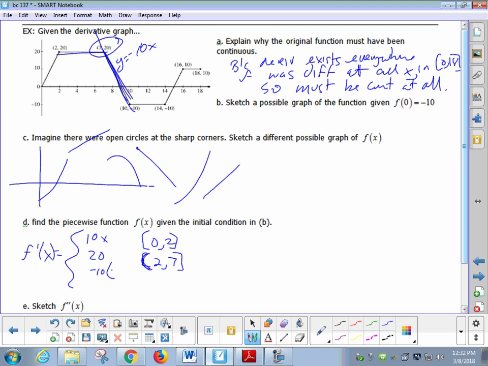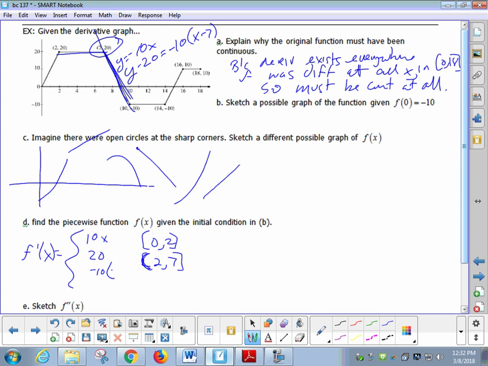Is it that simple? No, it's far more complicated. So in point-slope fashion, please now write me this equation. y minus 20 equals negative 10 times x minus 7.